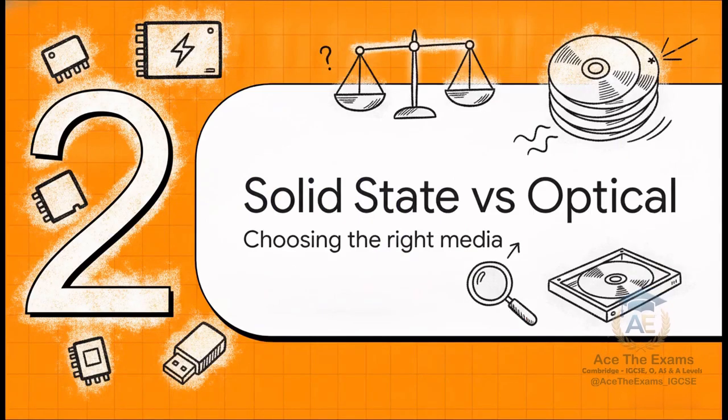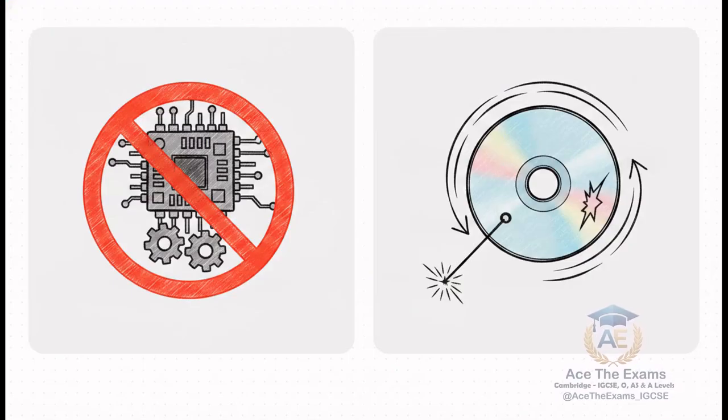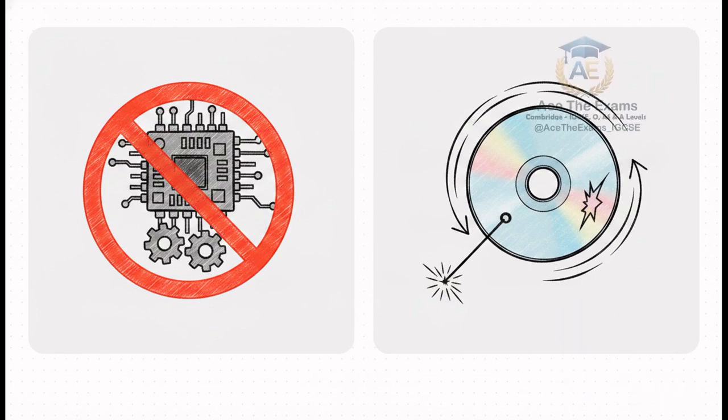Section 2. Solid-state versus optical media. Choosing the right media. The exam will constantly ask you to choose the right storage for a specific job. To pull that off, look at the sheer physical difference between these technologies. On one hand, solid-state drives, or SSDs. Like we just learned, they rely on trapped electrons. This means zero moving parts, no spinning disks, no moving arms, nothing.